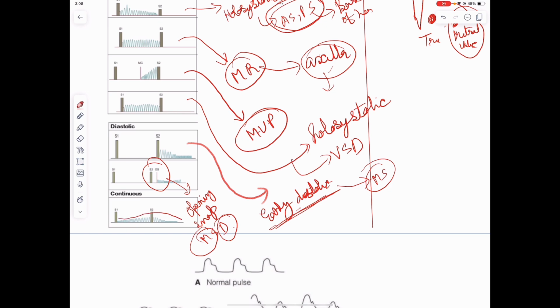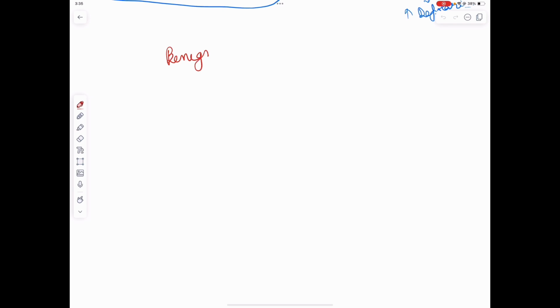Now this is the continuous murmur, both systolic as well as diastolic. This is seen in patent ductus arteriosus. Now benign flow murmur in babies is known as Still's murmur.